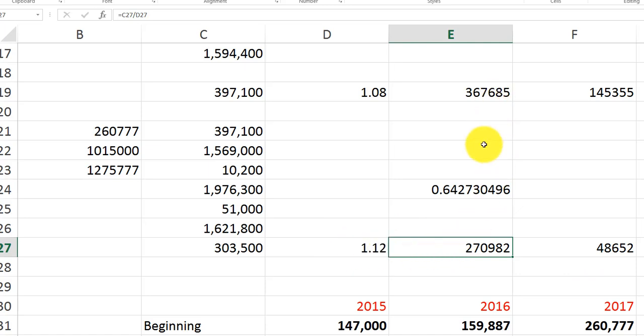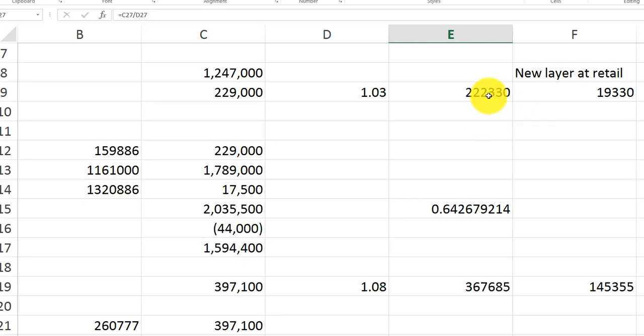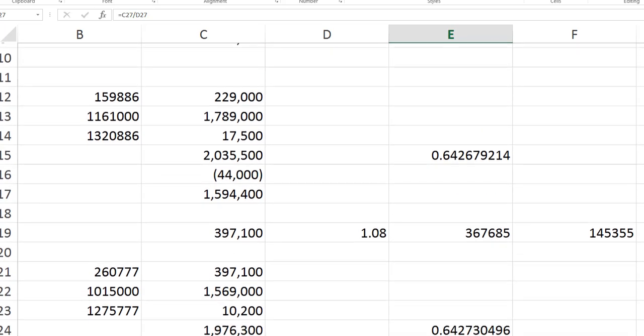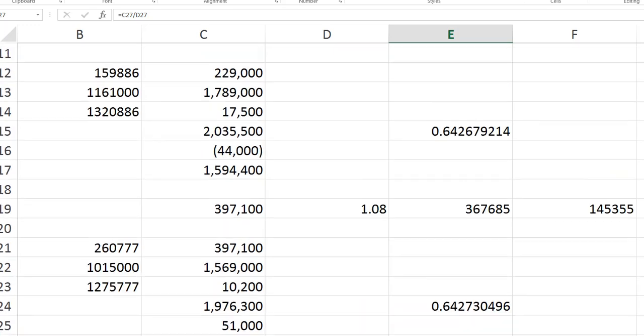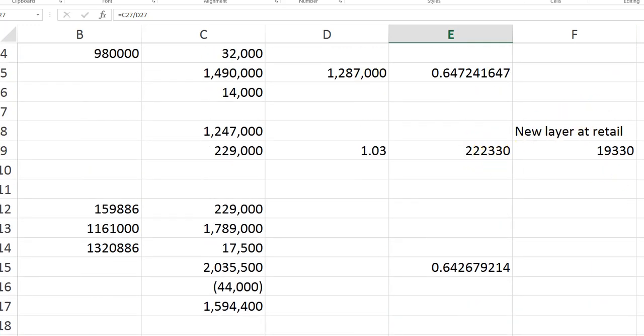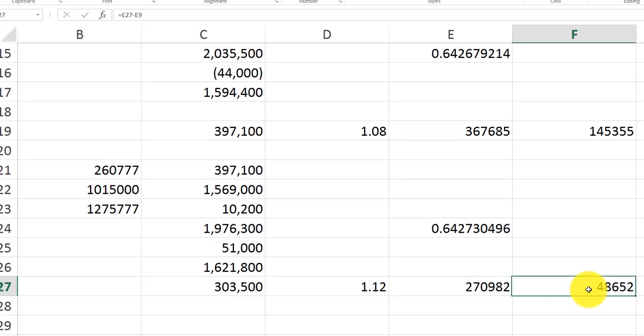Divide to take out the inflation. We compare it to the last time we did that, and we see this is well below that. So no new layer. In fact, we have to go back to this year before we find that we have a positive number. So what we're looking at is that compared to that. And that is our layer at retail.